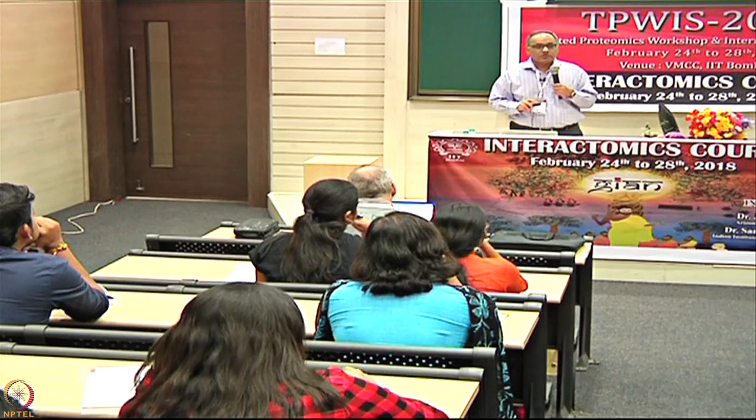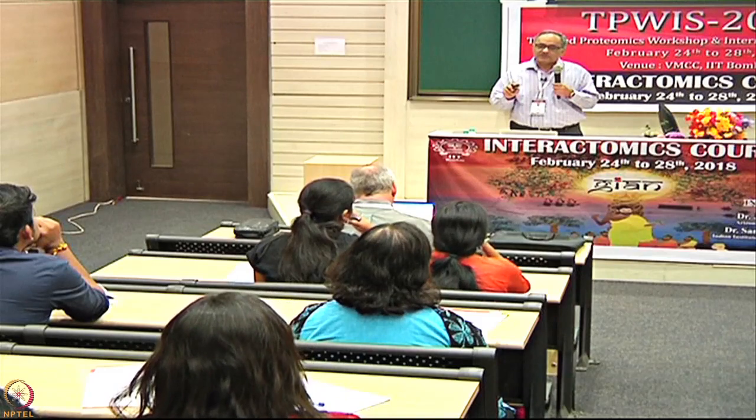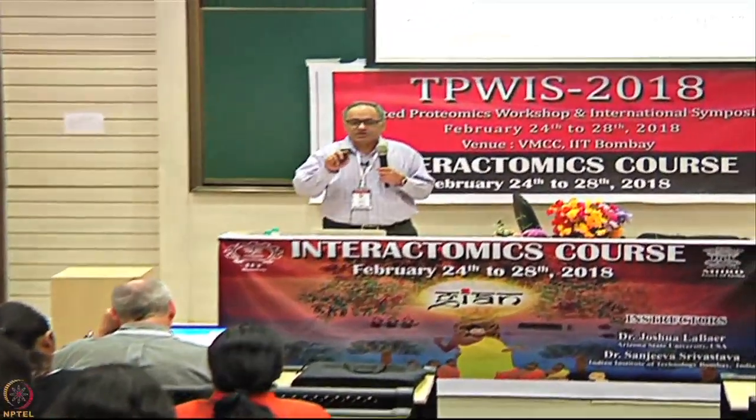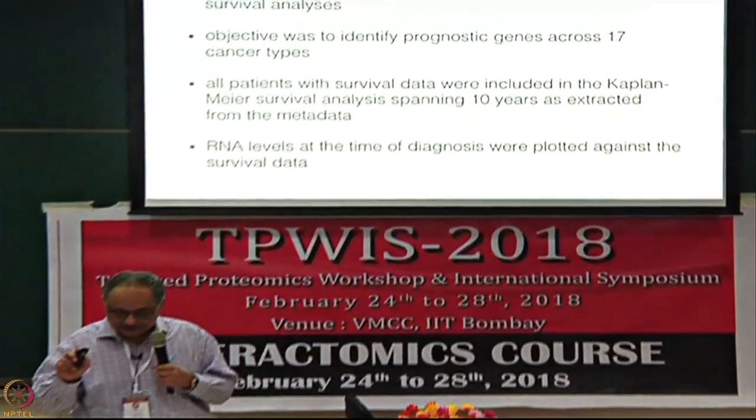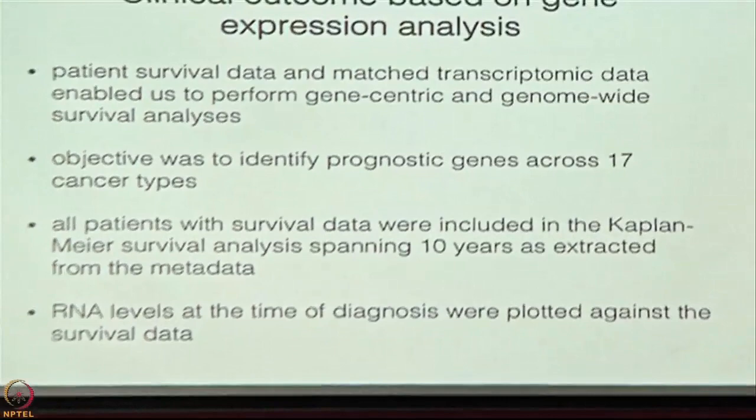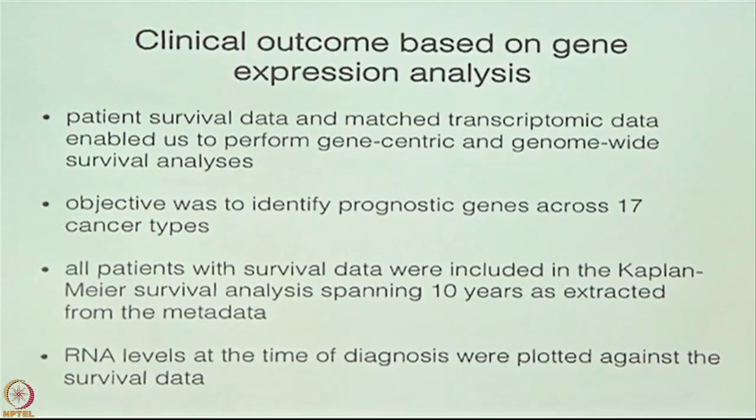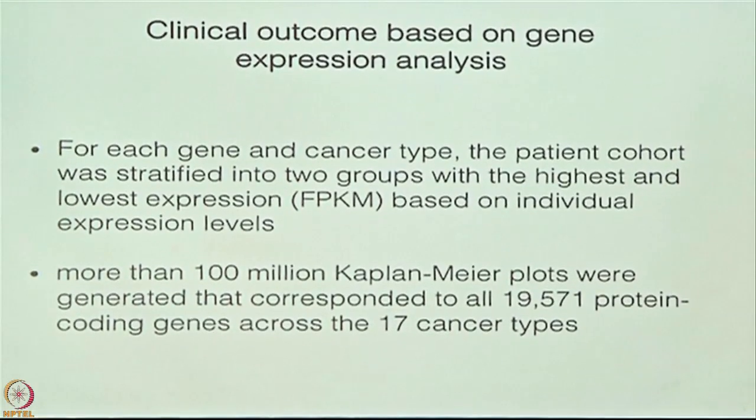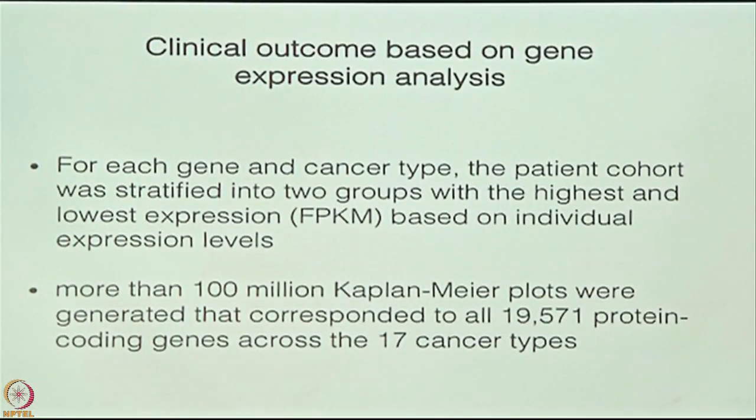So what we did was actually a huge exercise of Kaplan-Meier curves, which looks for survival for each gene, for RNA-seq data from each gene. And the RNA levels at the time of diagnosis were plotted against the survival data. We stratified the RNA-seq data in each patient into those expressing the highest and those expressing the lowest, and correlated that with the outcome. So the basic point was to see if this is the highest and the patient is doing badly, then that's not a good gene. That's finally what we wanted to say.